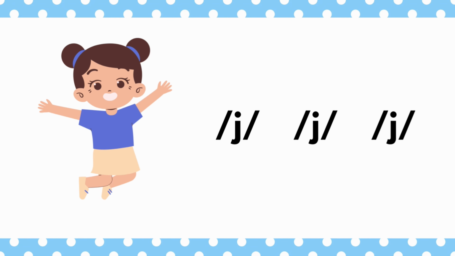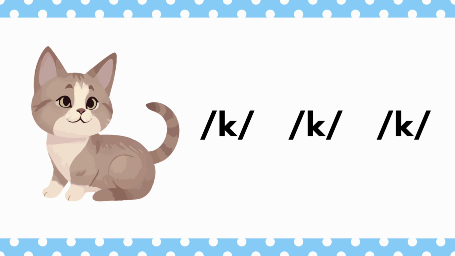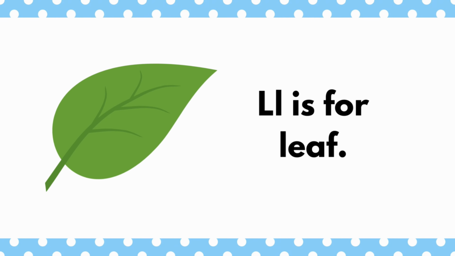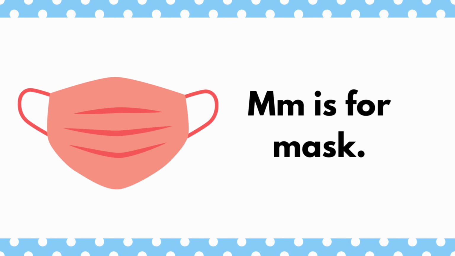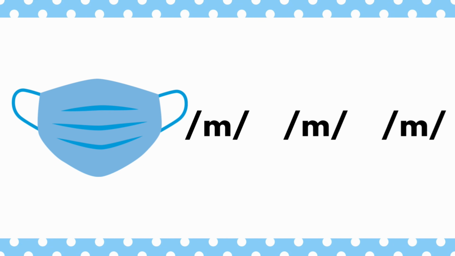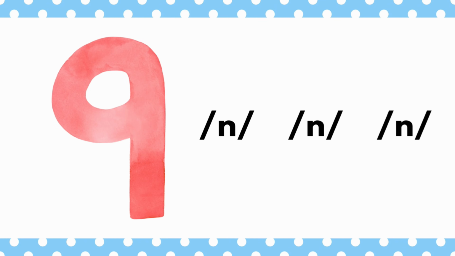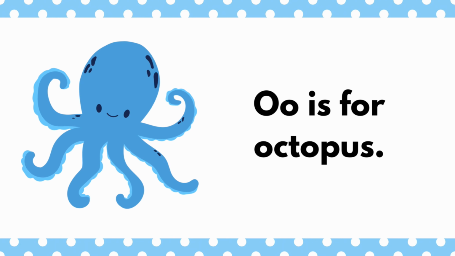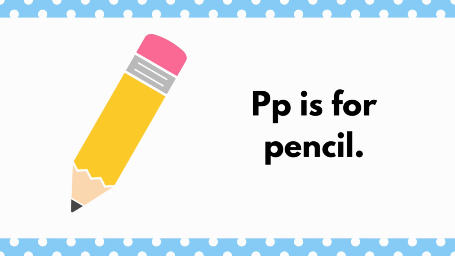J, j, j. K is for kitten. K, k, k. L is for leaf. L, L, L. M is for mask. N is for nine. O is for octopus. O, O, O.